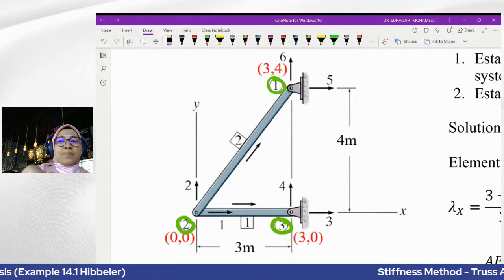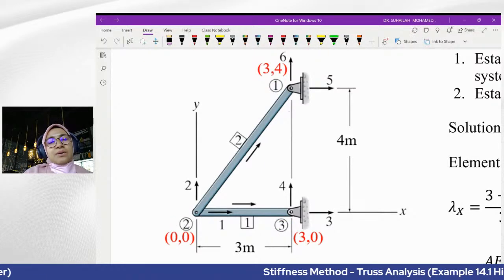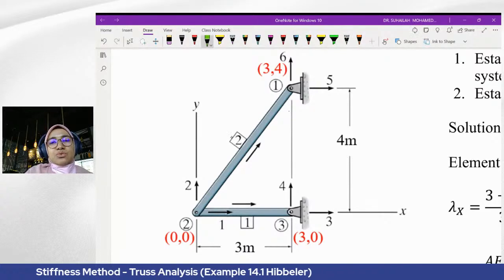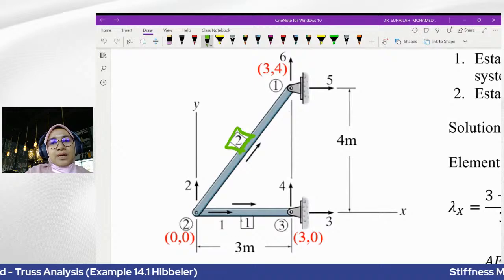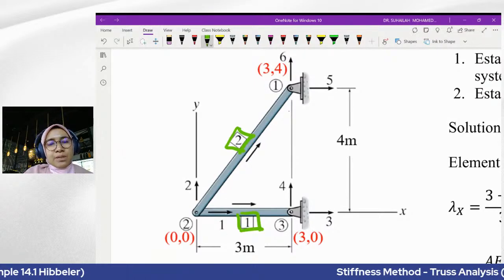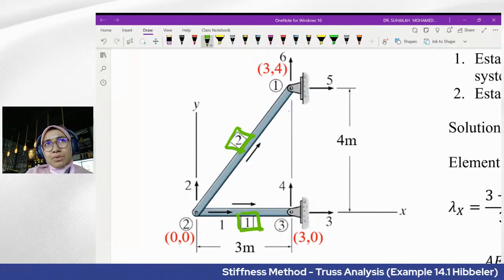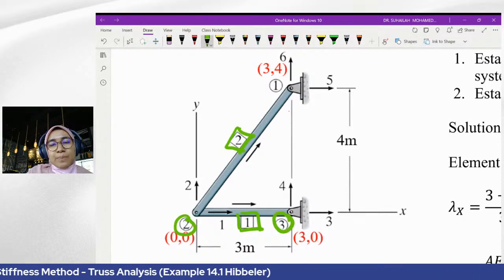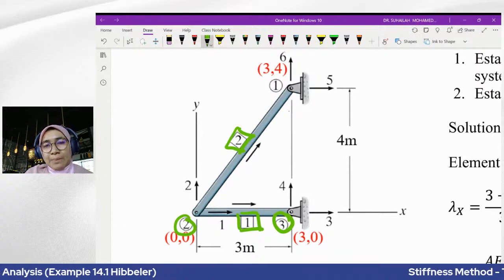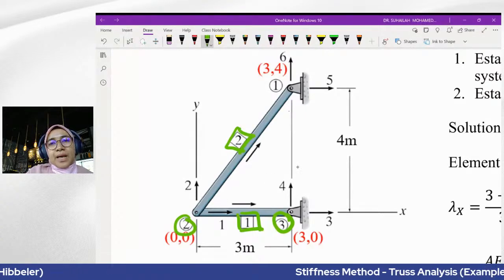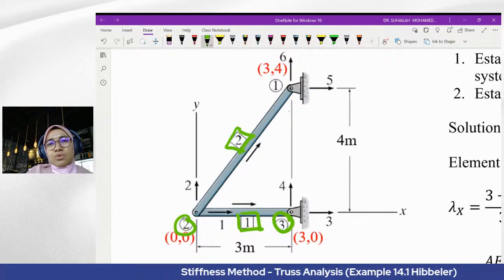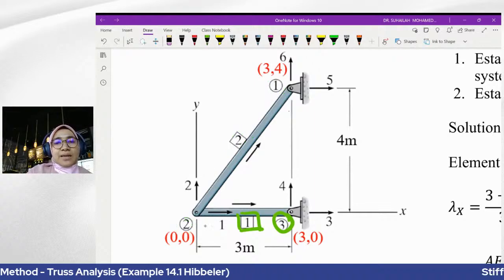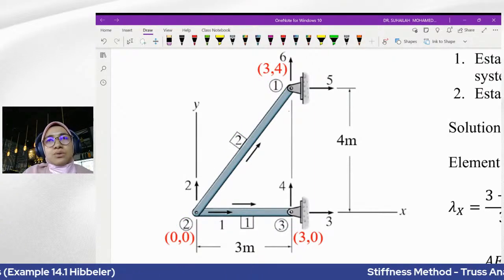So node number, and then we have to have element labels. This is element number 2, this is element number 1. So there are two elements, where element 1 joins node number 2 and node number 3, and element number 2 joins node number 1 and node number 2. So that's the second thing that we need to make sure.